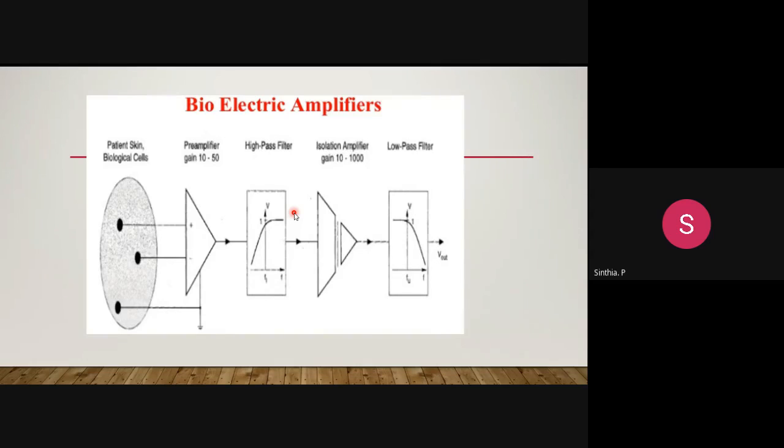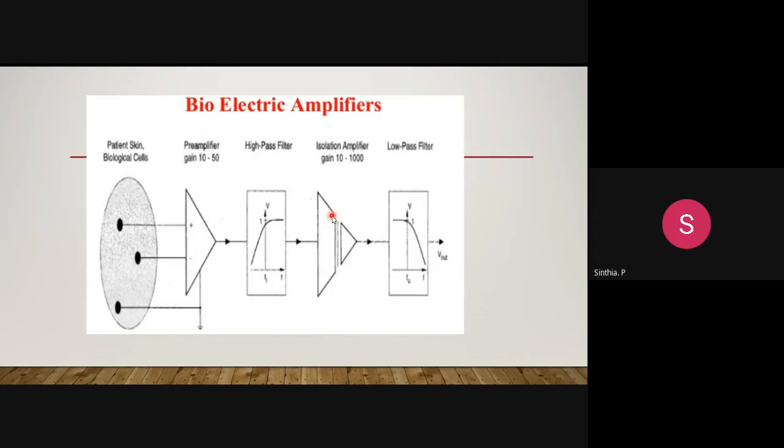Because the biosignal should not be attenuated or lost, there should not be any distortion. So higher order sharp cutting linear phase filters have been used here as high pass and low pass filters. Again, we have an isolation amplifier here. This is done for the purpose of separating the biological signal and interference.